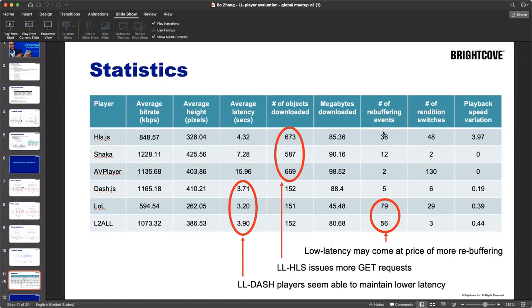And for the number of rebuffering events, the two JS variants have much more rebuffering than all other players. This is because these two players play too close to the live edge, so they are more prone to network instability and rebuffering. So low latency sometimes comes at the price of more rebuffering.